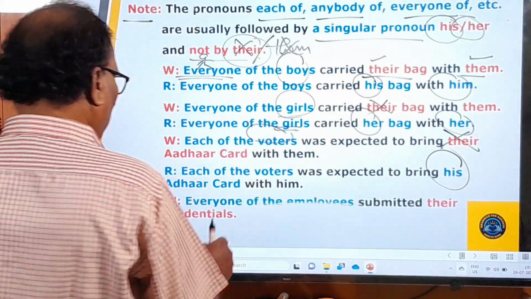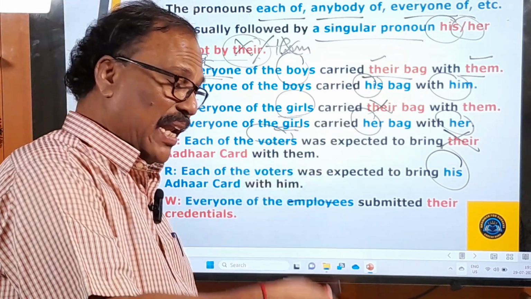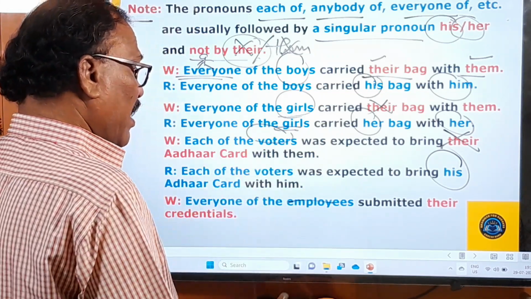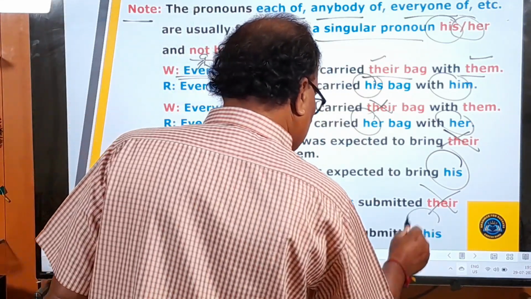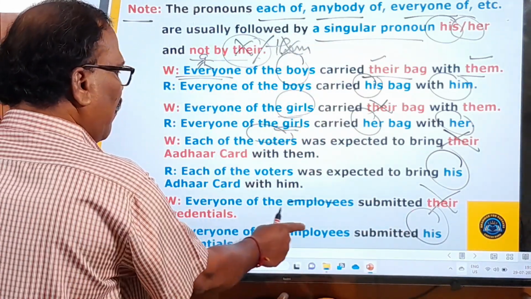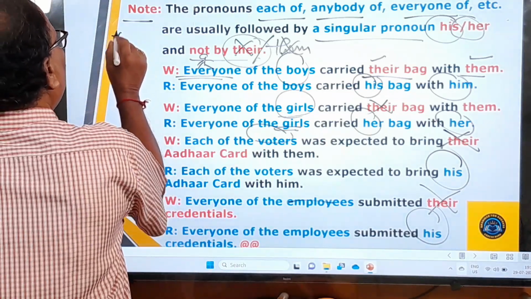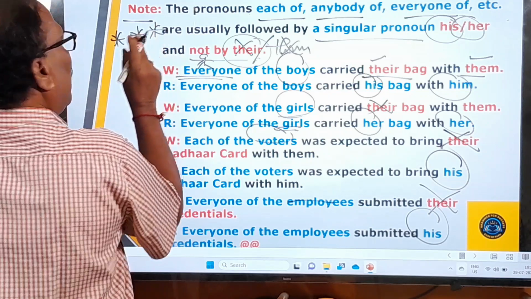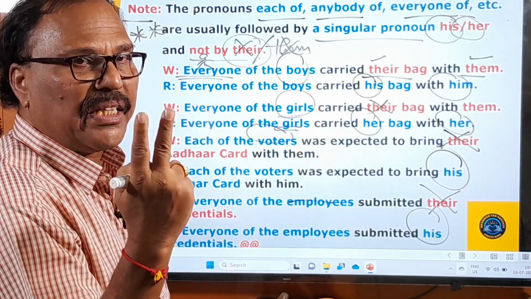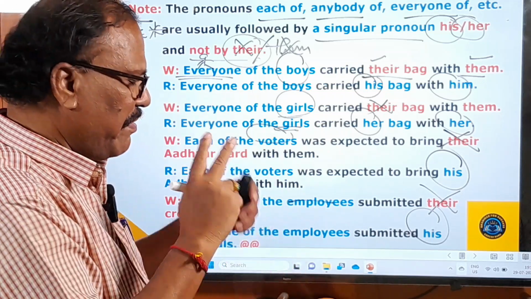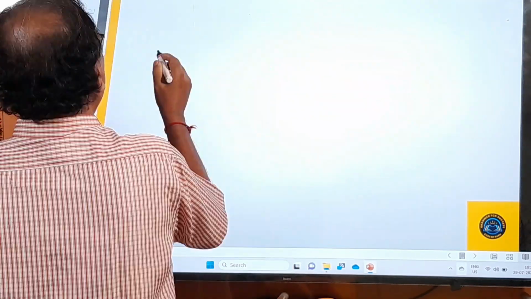And one more example, every one of the employees. Here also you don't know the sex of the employees, whether they are male employees or female employees. But you should not say their. What should you say then? His. Every one of the employees submitted his credentials. Very important from the examination point of view. Triple star mark, please. Yes, rule number 15. And under that, two notes are given, note 1 and note 2. They are very, very important from all your competitive examinations point of view.